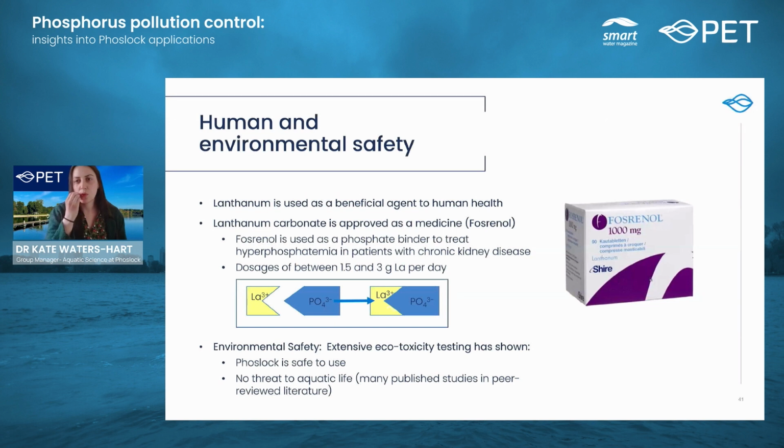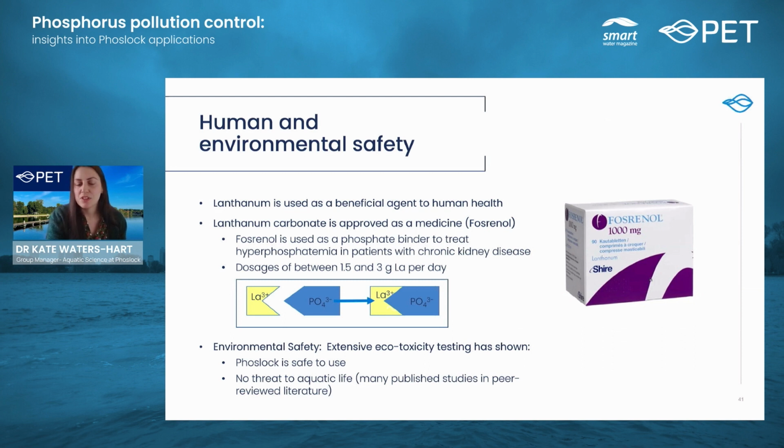Just to confirm this even more in terms of human health, lanthanum is used in a medicine called Fosrenol as lanthanum carbonate, and it's used to treat chronic kidney disease. So it's used for hyperphosphatemia, and based on the daily dosages of between 1.5 and 3 grams of lanthanum per day, if we look at the nominal dose of 1.5 grams of lanthanum per day, in terms of a Phoslock treatment, you would need to drink about 380 litres of Phoslock treated water per day to get that same elemental lanthanum concentration as a dose of Fosrenol, which is just not doable.